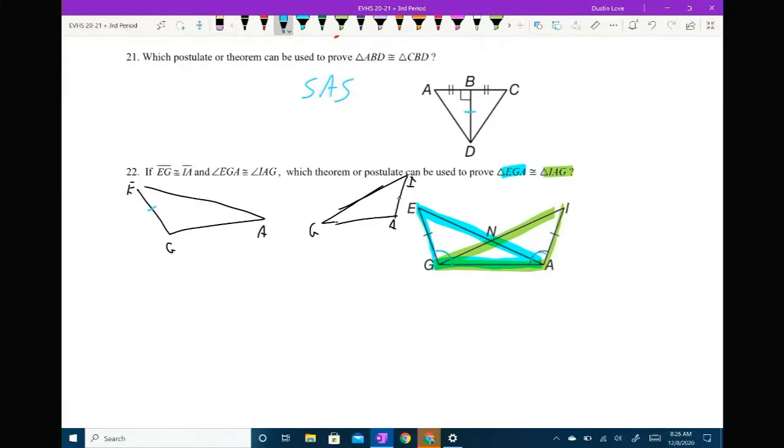So I know EG is congruent to IA. I know that angle G is congruent to angle A. And I also know that because this GA and this GA came from literally the exact same spot, those two have to be congruent to each other as well. Now looking at those two triangles, I can see that I've got two sides and an included angle, two sides and an included angle. That means this is side, angle, side.